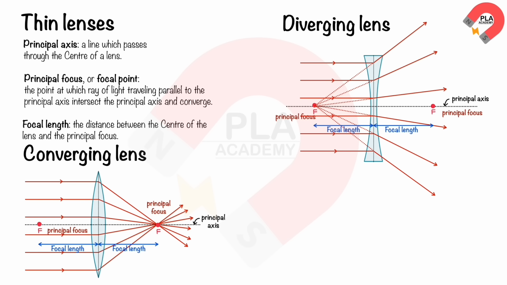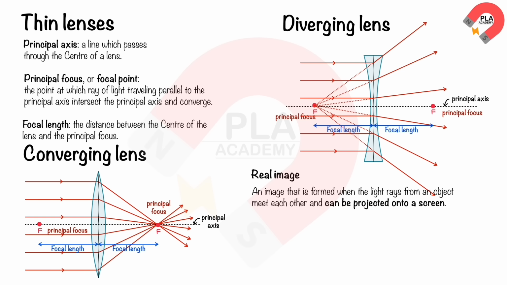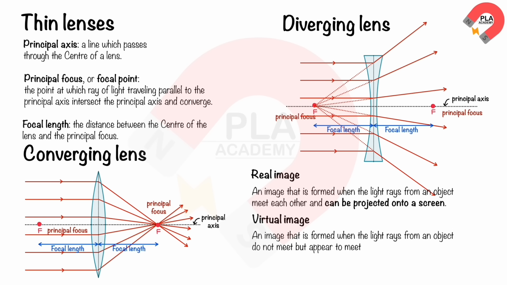The images produced by lenses can be one of two types: a real image and a virtual image. Real images. A real image is defined as an image that is formed when the light rays from an object meet each other and can be projected onto a screen. Virtual images. A virtual image is defined as an image that is formed when the light rays from an object do not meet, but appear to meet behind the lens and cannot be projected onto a screen.